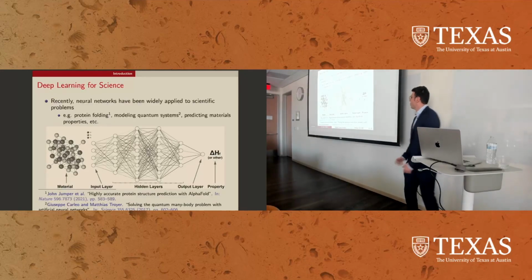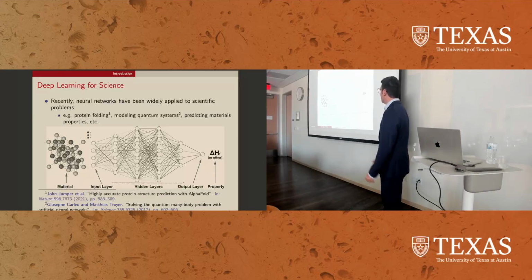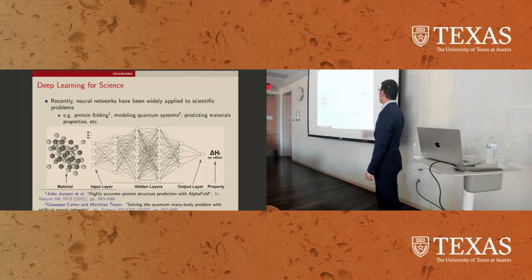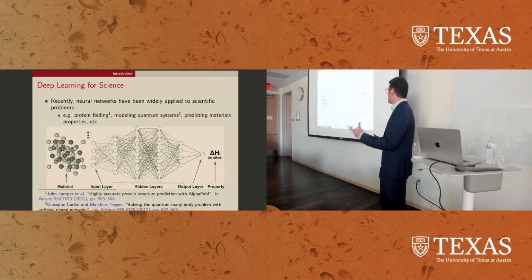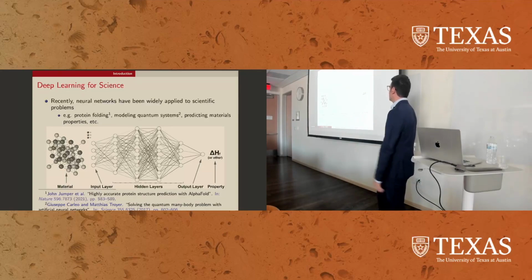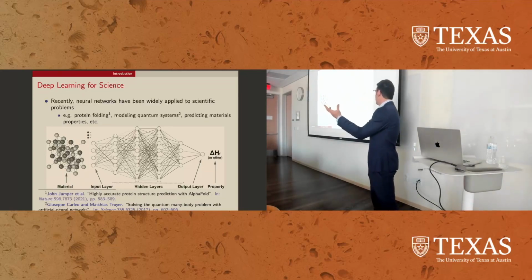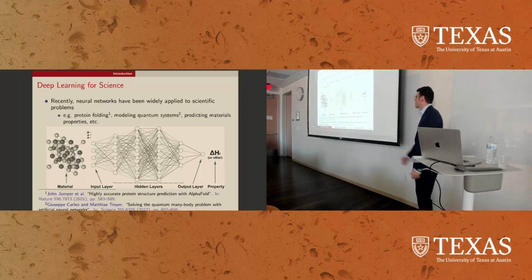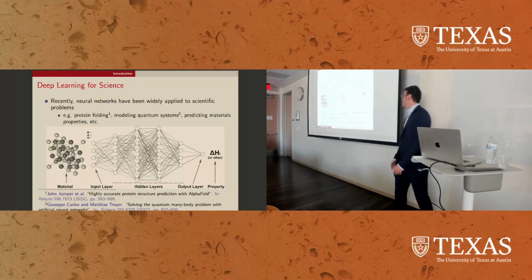Okay. Recently, of course, neural networks have been very widely applied to scientific problems. Probably the most famous is AlphaFold with protein folding, but there are many other examples, especially applications to physics and chemistry. Here is a schematic showing roughly how some of these methods work. You take some configuration of atoms, some molecule or material, encode it in some way, push it through your neural network, and try to predict some property of importance, like formation energy or something like that. But there are many different variations on this.